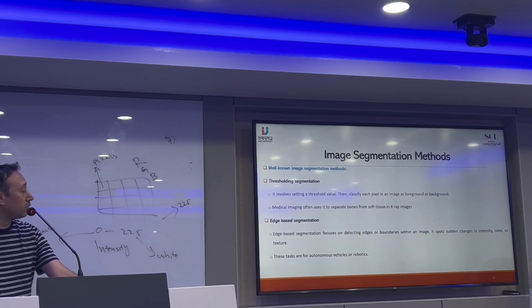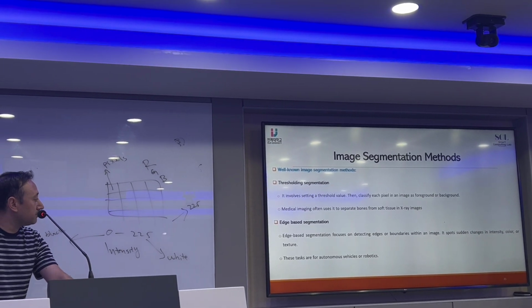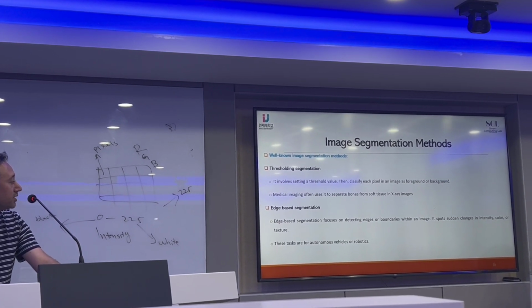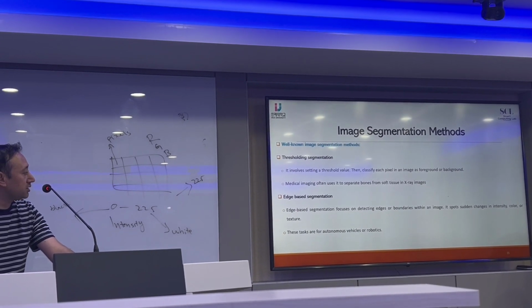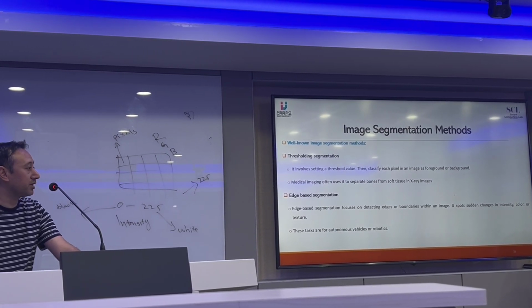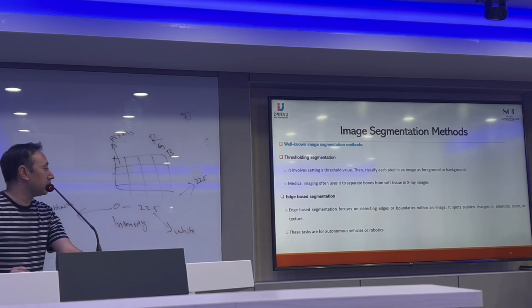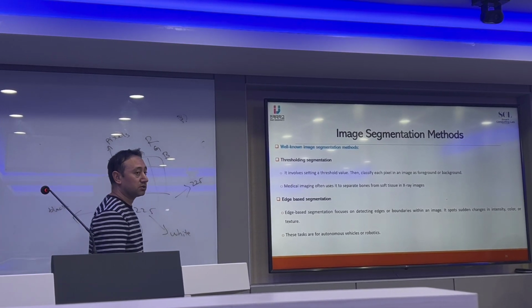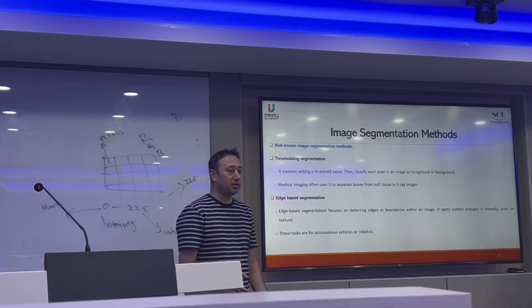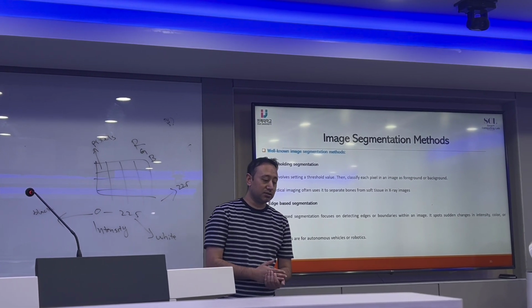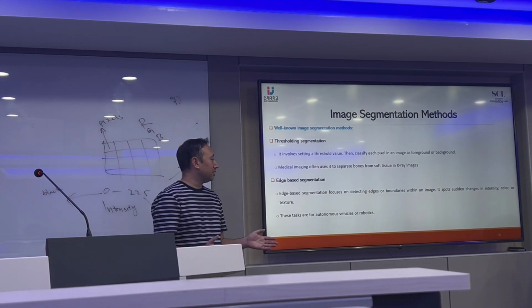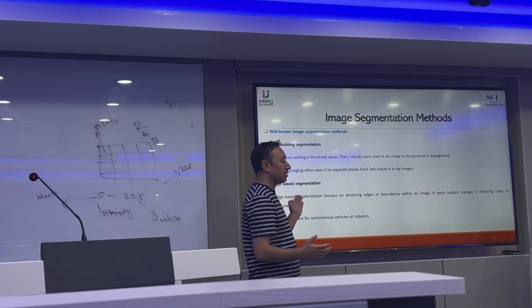And another one is edge-based segmentation. Edge-based segmentation focuses on detecting edges or boundaries within an image, and it spots sudden changes in intensity, color, or texture. So, for example, in autonomous vehicles or robots, it is very important. For example, an autonomous vehicle is moving on the road. Then they use edge-based segmentation.